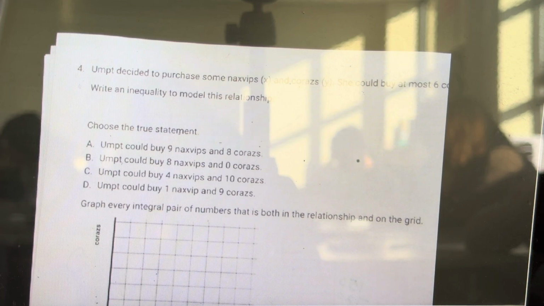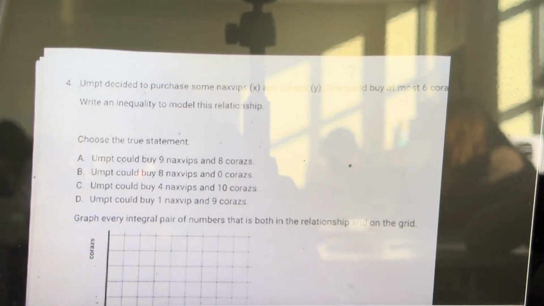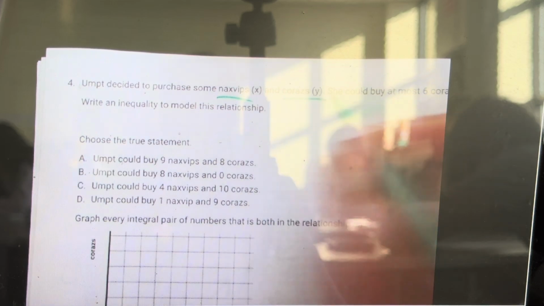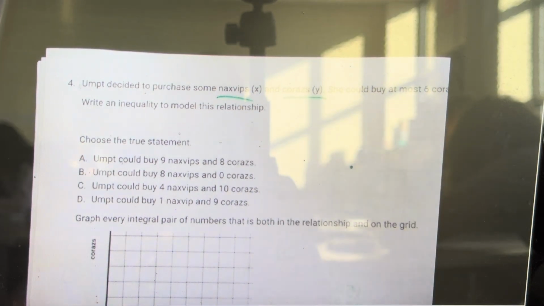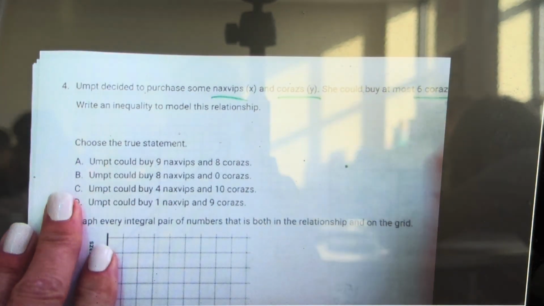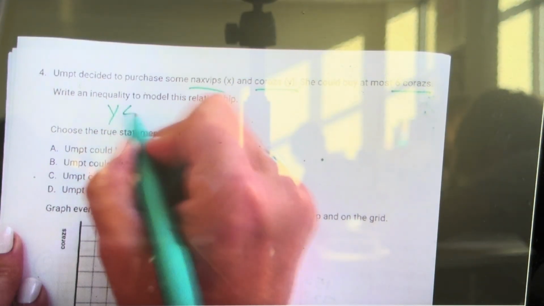Okay, number 4. Write the inequality. She decides to purchase some knacks, which is your X, and carazes, but she could only buy at most 6 carazes. So did she buy any naxes? No. So what's my equation? Y less than or equal to 6. Very good.